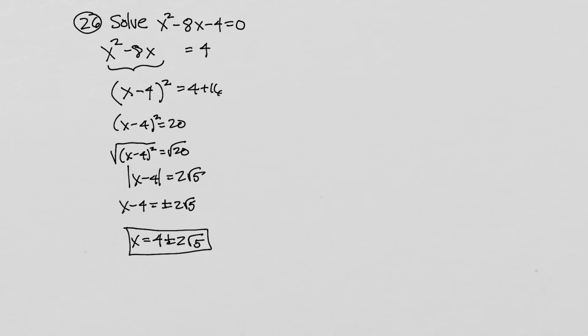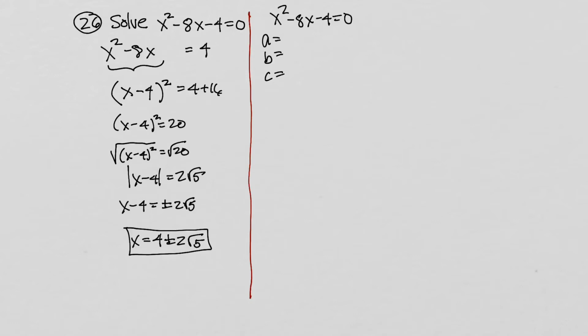Let's go a little bit further. The problem doesn't ask us to do this, but let's give this a try. Let's solve this equation here by using the quadratic formula. So I'm going to rewrite this equation as x squared minus 8x minus 4 equals 0. And I'm going to identify a equals, b equals, c equals. And in the general form of a quadratic equation, what we've got is this: ax squared plus bx plus c equals 0. So the a, well, that's the coefficient of x squared.